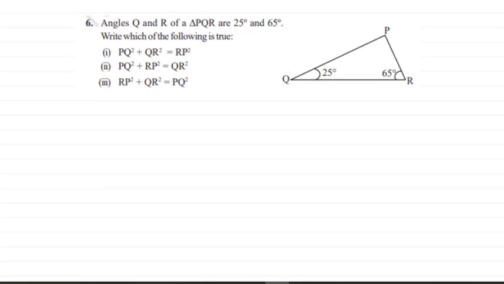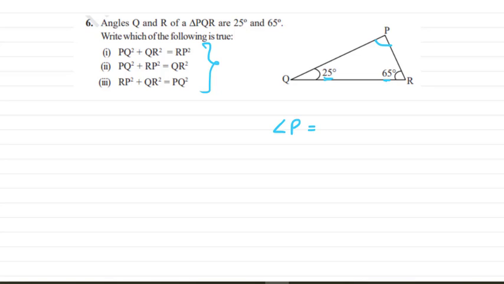This is another question. Here the angles Q, R and P of a triangle PQR are there, and the angles Q and R are given as 25 and 65 degrees. So you have to write which of the following is true. So among these you have to tell which one is true. Okay, so for doing this, first we need to find out this angle P. So let's find out P.